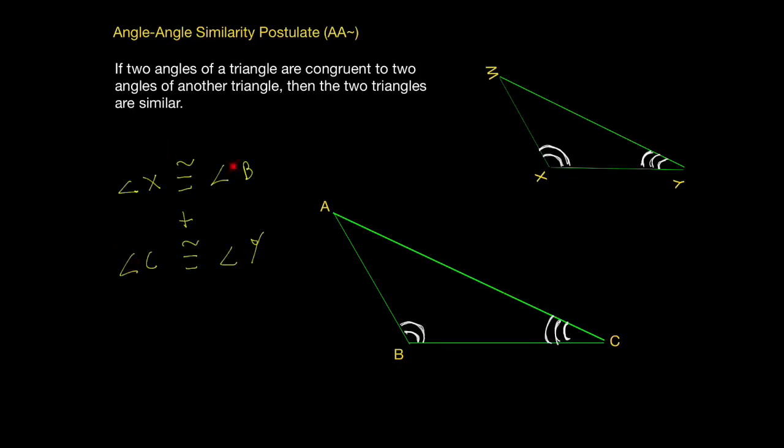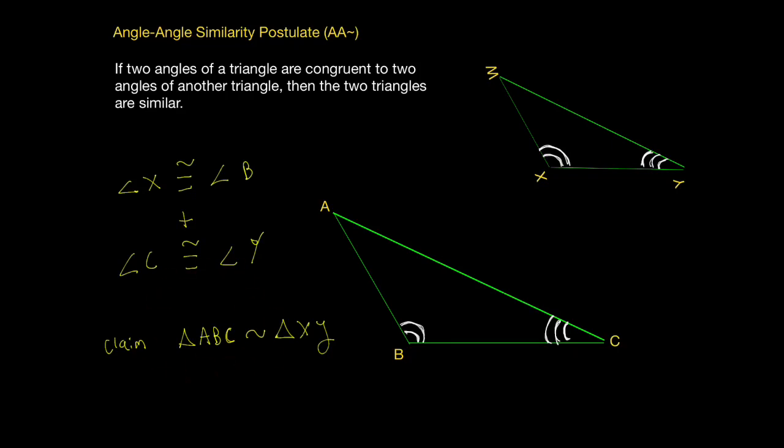We meet the criteria for this postulate, so we can claim that triangle, now we have to choose a direction, so I'm going to choose ABC, is similar to triangle, and now we have to mimic this pattern with the other figure. So we went down and to the right, so here we're going to go down and to the right, WXY. And that's the angle-angle similarity postulate.